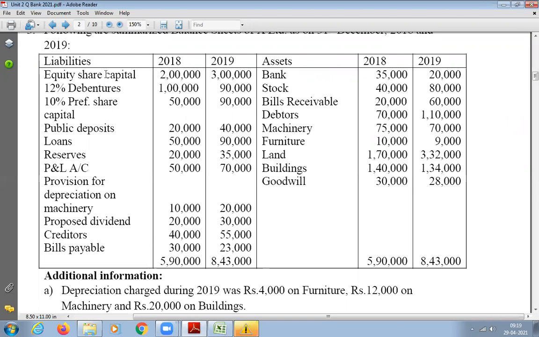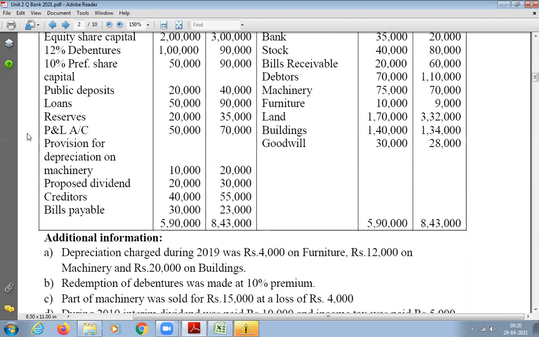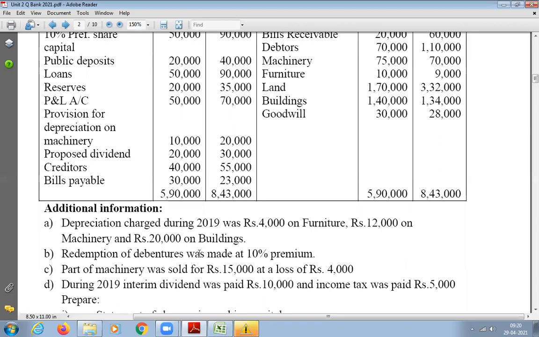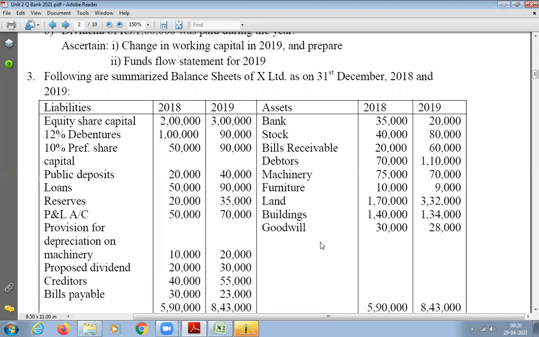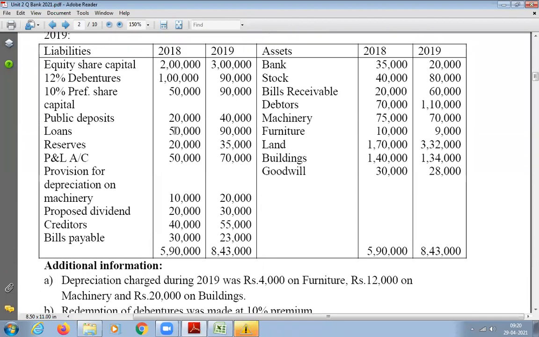Share capital account is increased by 1 lakh. What can we say that as? Issue of equity shares. So that's why it is an increase of 1 lakh. Debenture decreased by how much? 10,000. That means it is redemption. Redemption of debenture was made at a premium, so we have to pay another 10% on 10,000. That is the 1,000.